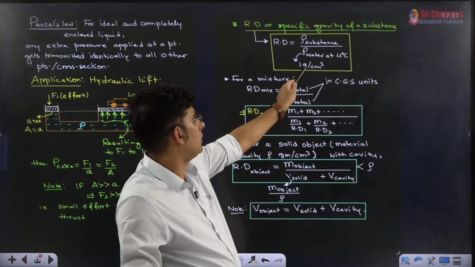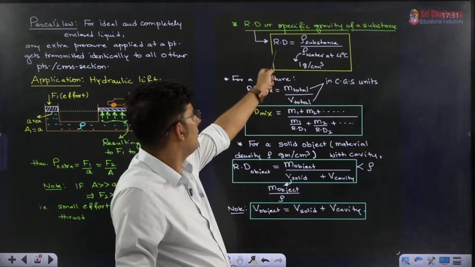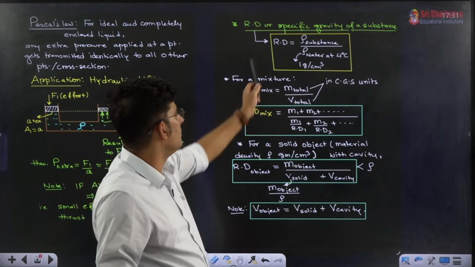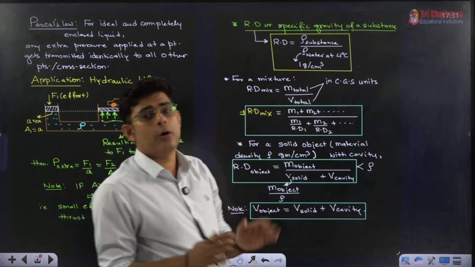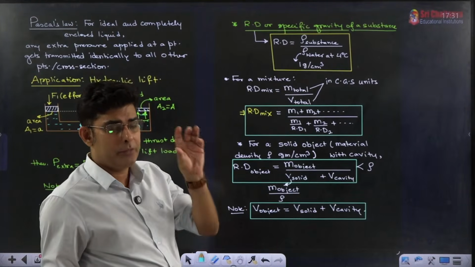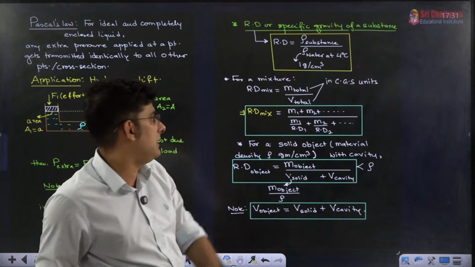We know the density of water at 4 degrees Celsius is 1 gram per centimeter cube. So relative density is also that only. So simply it is the density of the substance without using the unit, just the magnitude. In which system? CGS system.